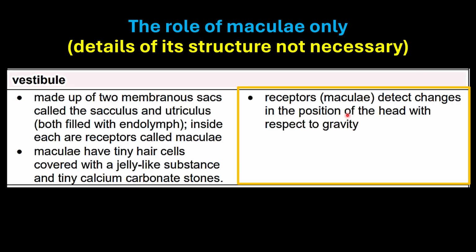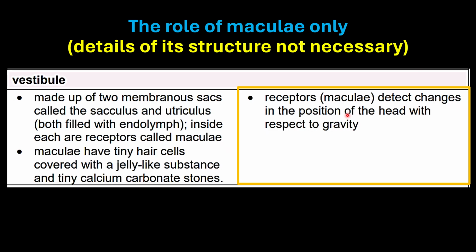up and down, the crystals of calcium carbonate stones begin to move, or they change position, and by so doing, it will cause the tiny hair-like structures inside the maculae to also move or vibrate. As they vibrate, they generate an impulse, and the impulse is transmitted along the auditory nerve. But this time, it doesn't go to the cerebrum, because the cerebrum is responsible for interpreting sensation from the sensory organ.